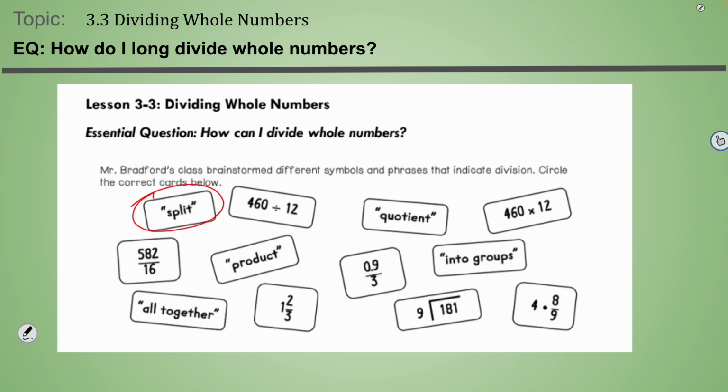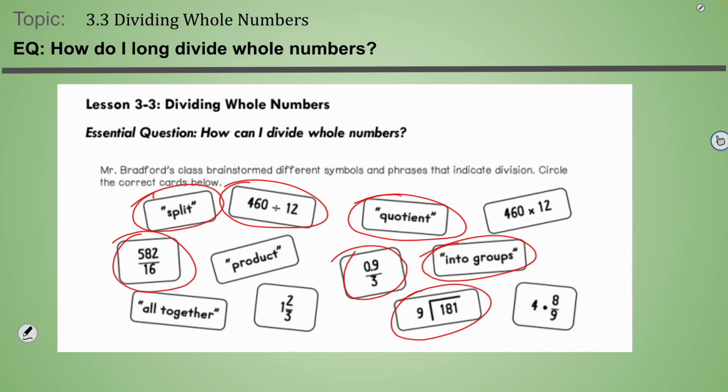All right, so splitting something is dividing. We've got this division symbol, the way you probably learned it in elementary school. Then we've got a fraction bar, which is also a division problem. Over here, we've got quotient, which we just learned is the answer to a division problem. If you break something into groups, that is also division. If you have a fraction, again, even if it has a decimal, that is also considered division. And lastly, the long division symbol. So these are all the different ways that we might see division.